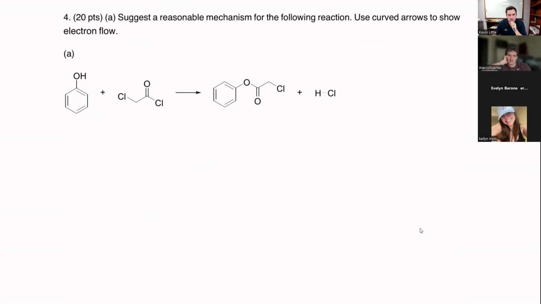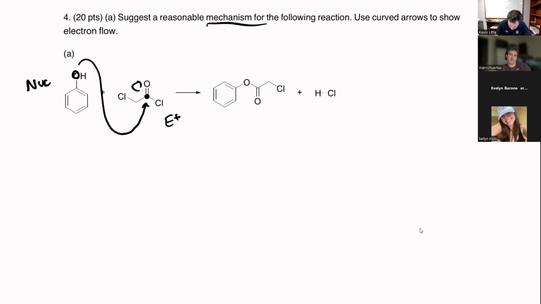Yeah, here's an interesting question. It suggests a reasonable mechanism. Well, what bond have I formed? I added the alcohol into the carbonyl. And because there's a heteroatom, I replaced it. So what's my nucleophile? Oxygen, the alcohol. What's my electrophile? Your carbonyl. What am I going to do? You're just replacing the alpha chlorine.